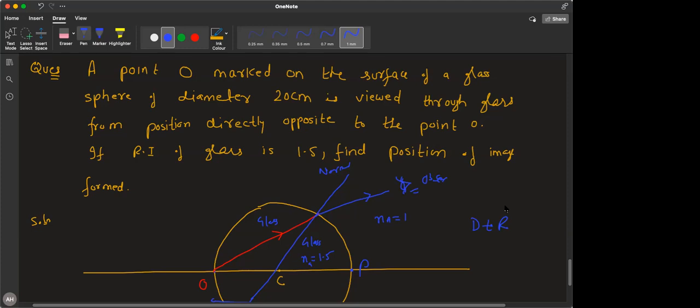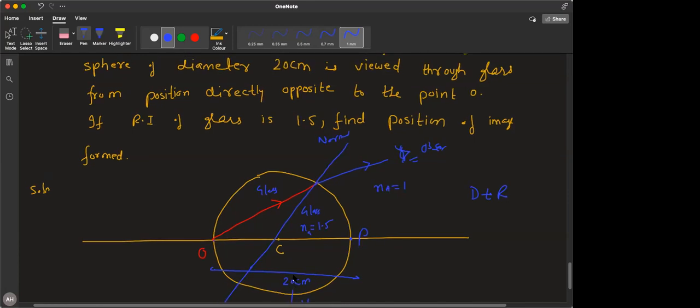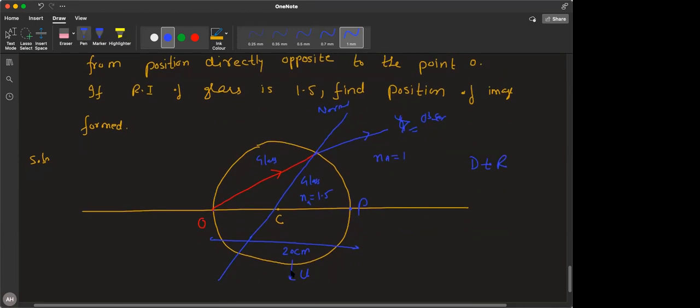So what would be the object distance? This is the object, this is pole. I guess object distance will be equal to diameter. Use the appropriate relation for refraction from denser to rarer. Yes, anyone got the answer?